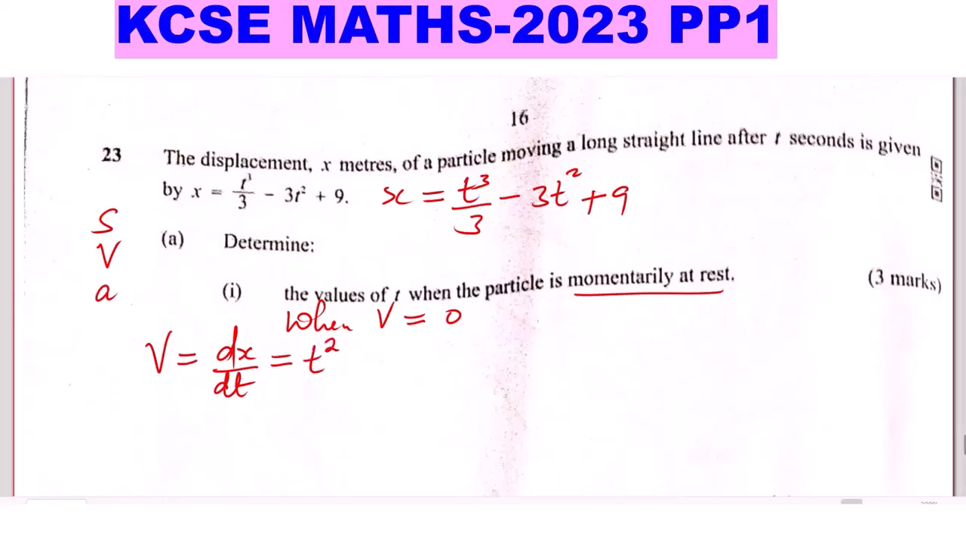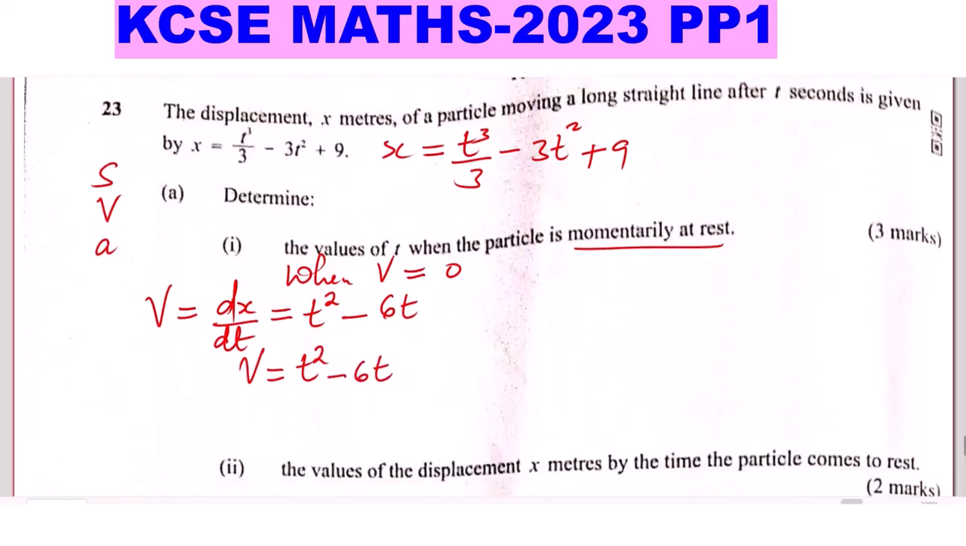When you differentiate t cubed over 3, you get t squared. Then minus 3t squared, you differentiate that, you get minus 6t. For 9, you get 0. So therefore, velocity is given by t squared minus 6t. When the particle is momentarily at rest, velocity is equal to 0. So substitute velocity as 0. So 0 is equal to t squared minus 6t.